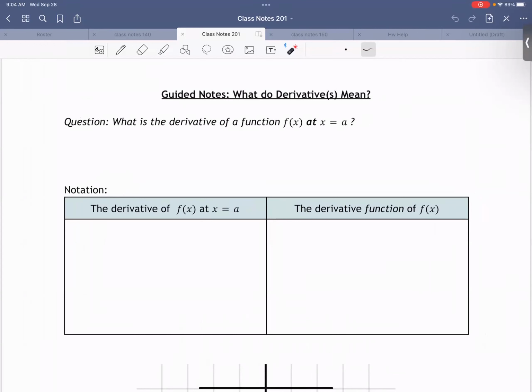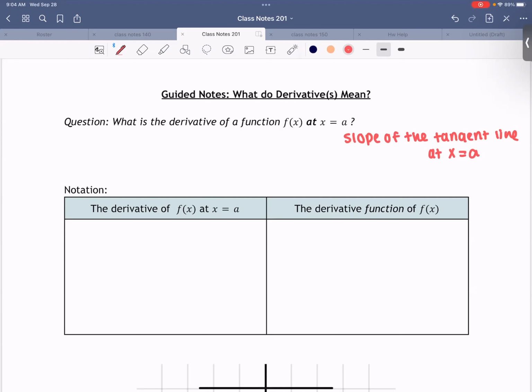The derivative is the slope of the tangent line. Yeah, it's the slope of the tangent line at a specific point, right? So at x equals a. Anyone remember the formula to find it?